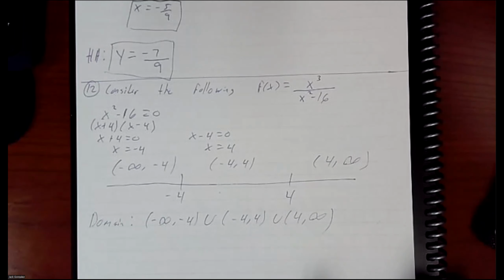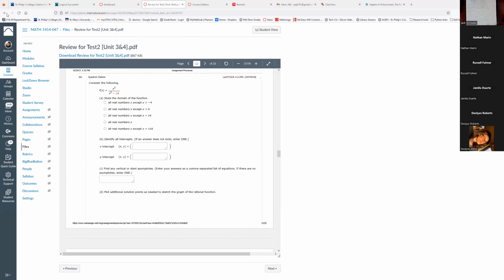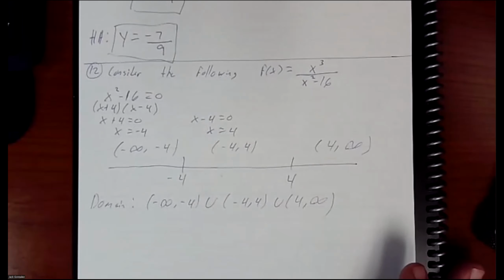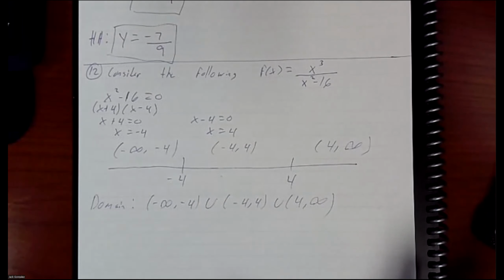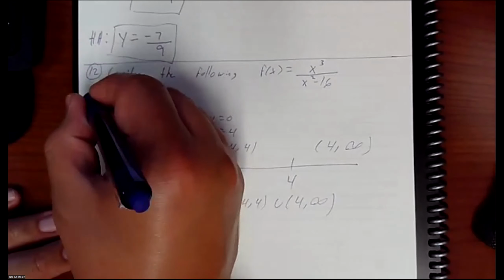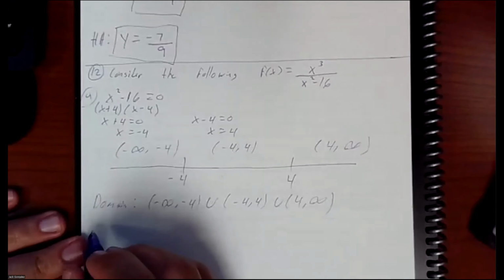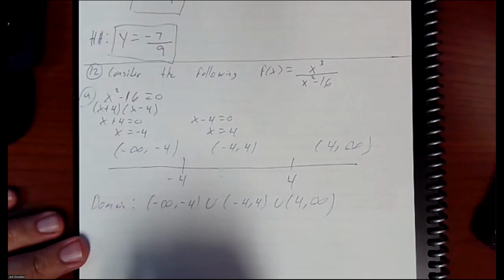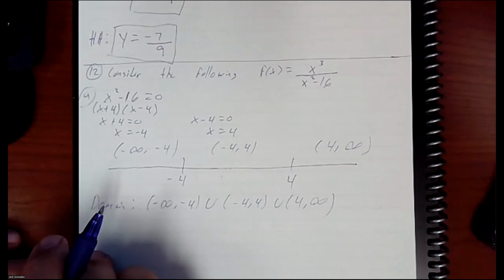So check it out. They said all real numbers except -4. Well, that's true, but +4 is also a problem. So you would say all real numbers except plus and minus 4. Okay, so C. Any questions on part A?